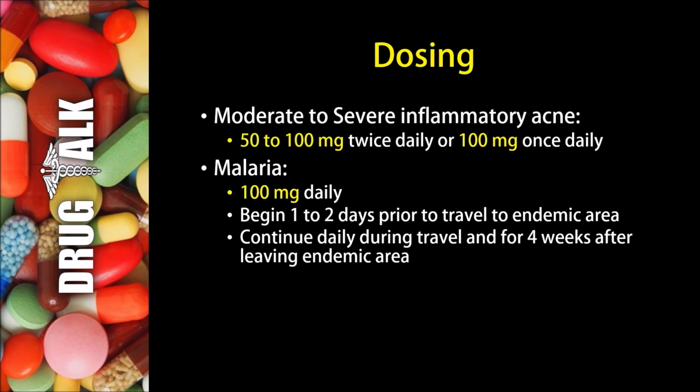Note about dosing with doxycycline. So in the treatment of moderate to severe inflammatory acne, we may see 50 to 100 milligrams twice daily or 100 milligrams once daily. In the prophylaxis of malaria, we may see 100 milligrams daily, and they would begin this treatment 1 to 2 days prior to travel to the endemic area, continue daily during travel, and for 4 weeks after leaving the endemic area.